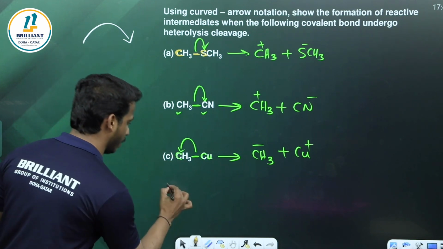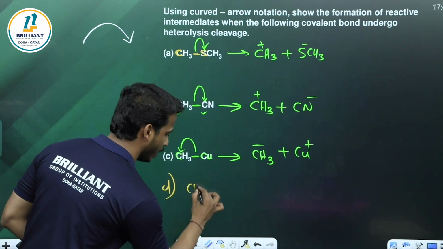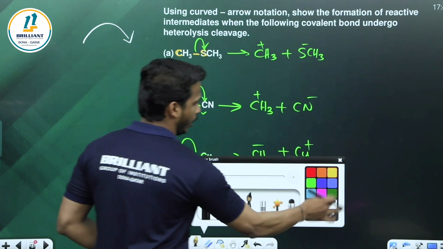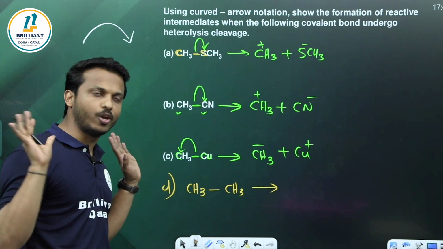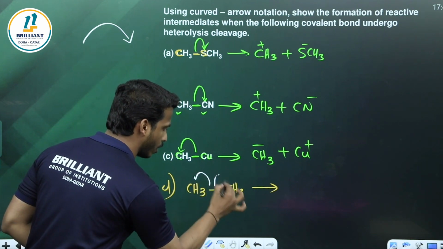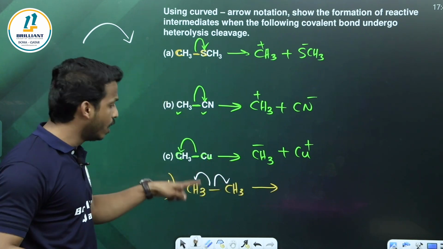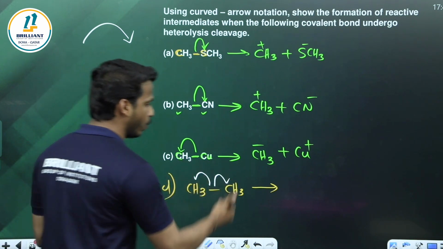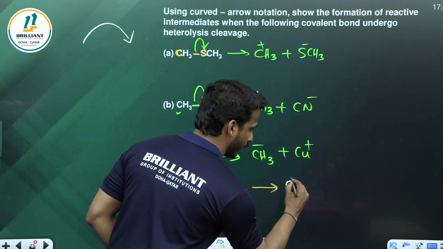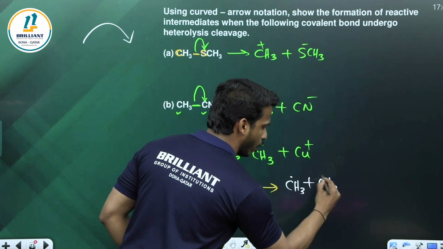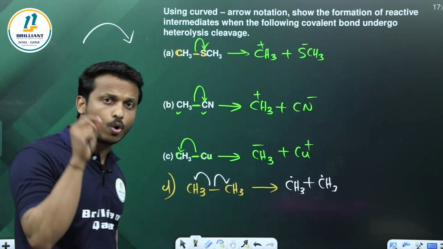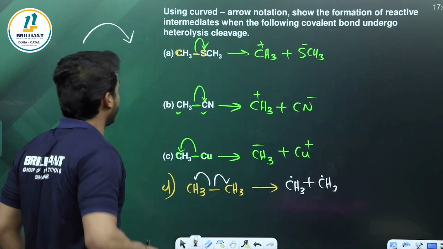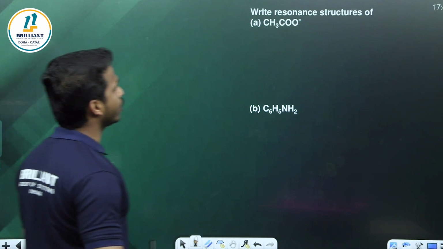Let me give you one more example as a D, my choice. CH3, what will you do there? Here both sides are the same species, no doubt, right? Use the fish-hook arrow, not the normal arrow. Use fish-hook arrow representation, giving one electron to each CH3. You will get CH3 dot, CH3 dot. Hope you remember this dot species, odd electron species, we call free radicals. Clear all? Okay, next.